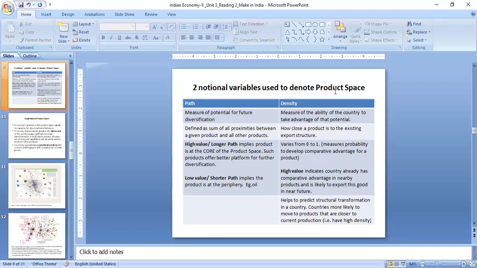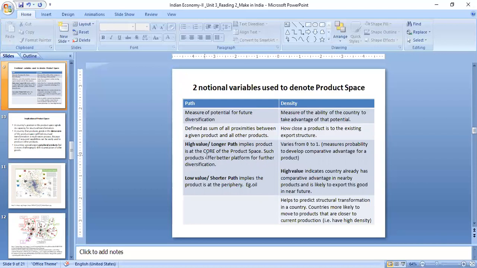Now, how do we denote product space? There are two notional variables used, which are path and density. Path measures the potential for future diversification. That is, we add up all proximities between a given product and all other products. So, if one product has a high value of path, that is, it has a longer path, it implies the product is related to many other products.